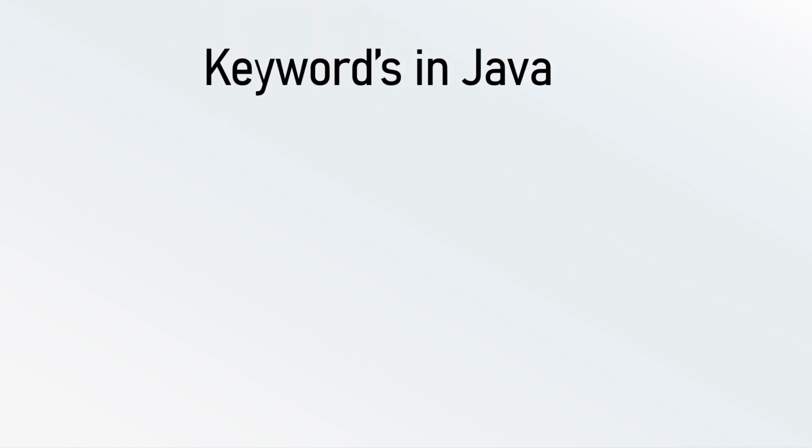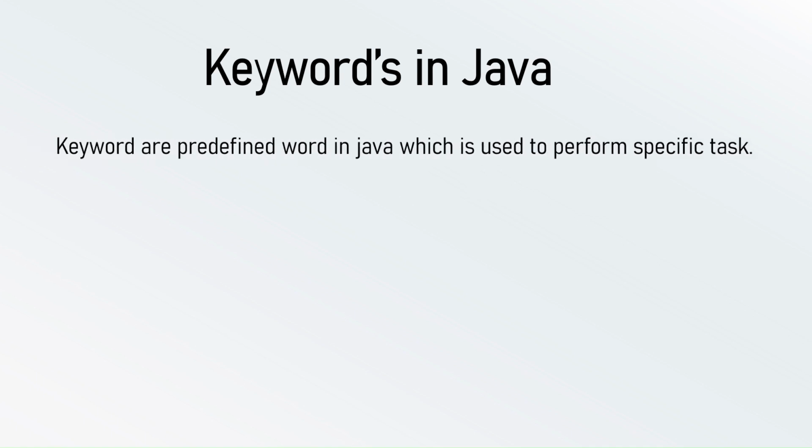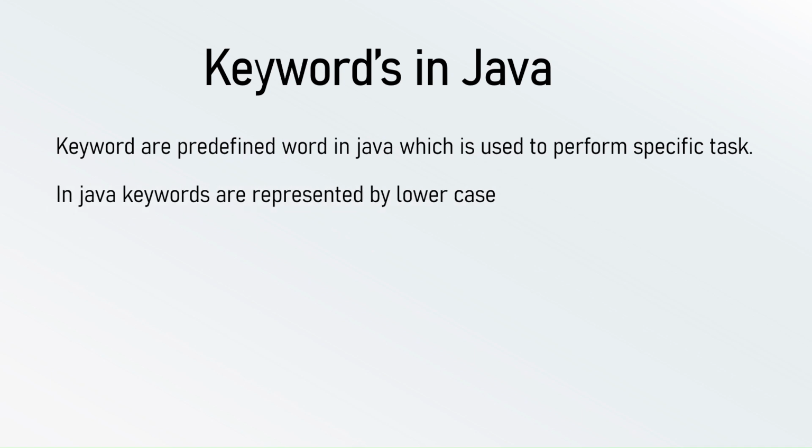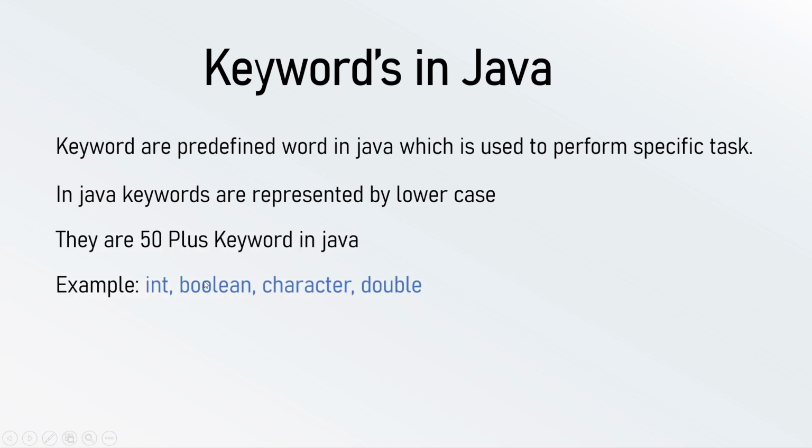Keywords in Java. Keywords are predefined words in Java which are used to perform a specific task. There are 50 plus keywords in Java. In Java, keywords are represented in lowercase, like int, string, double, float, these kinds of things. Here you can see an example: int, boolean, char, double. The keywords have some rules.